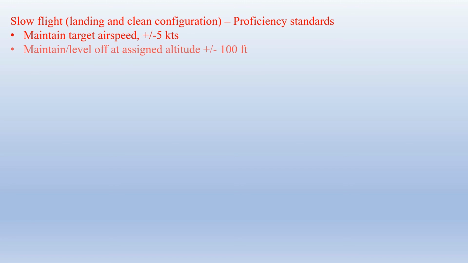The proficiency standards for slow flight are the same in landing and the clean configuration. Again, we've modified this a little bit from the FAA standards because we've upped our airspeed just a little bit. So we're going to maintain the target airspeed plus or minus 5 knots. Maintain or level off at your assigned altitude plus or minus 100 feet. And maintain or roll out on your assigned heading plus or minus 10 degrees.